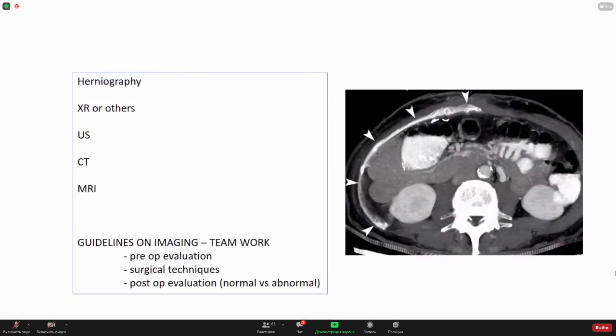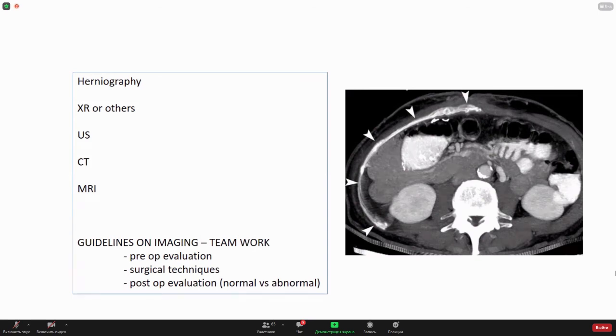So, some situations about the radiology follow-up, some history. Of course, herniography is not so used anymore. The simple X-ray, and then the ultrasound, the CT scan and MRI are really the most important exams that we have to use for making the follow-up of our patients with hernias.